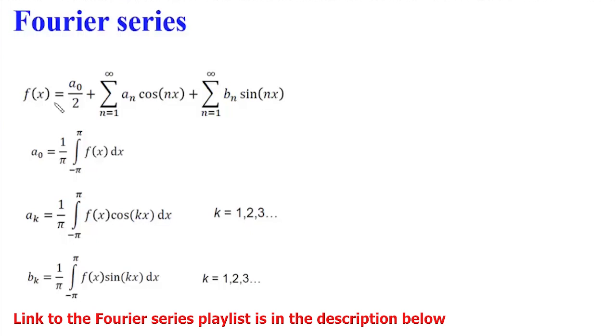Now, the general form of Fourier series is that any function f(x) can be approximated by this right hand side, which is a0 by 2 plus the summation n varies from 1 to infinity an cos nx plus the summation n varies from 1 to infinity bn sin nx. Now we need to find a way to determine the Fourier coefficients a0, an and bn. And for that, we need to learn a very important property of pure harmonics, and that is called orthogonality.